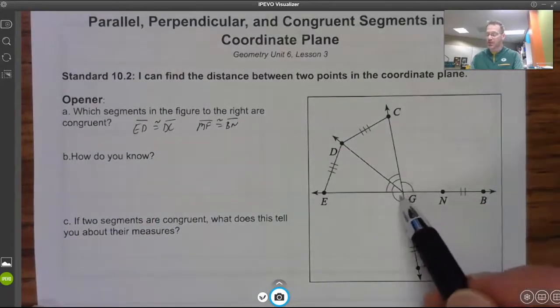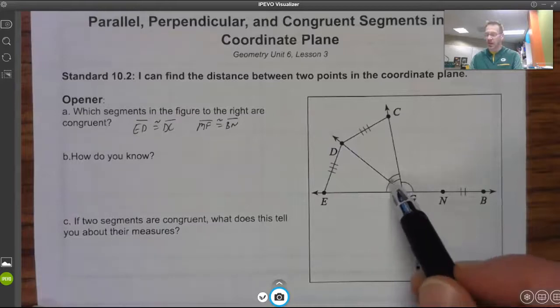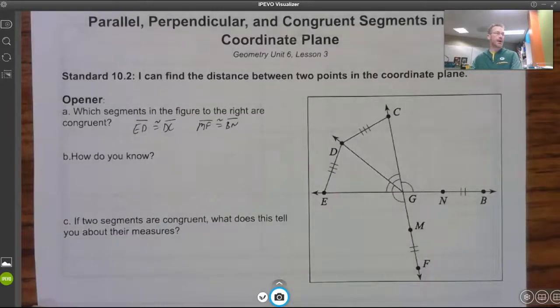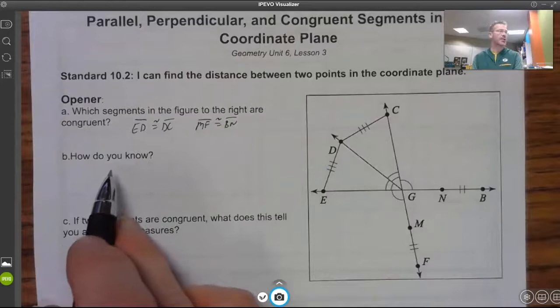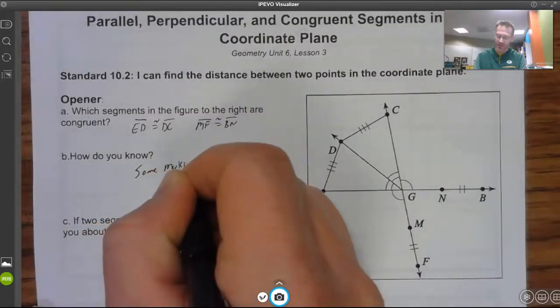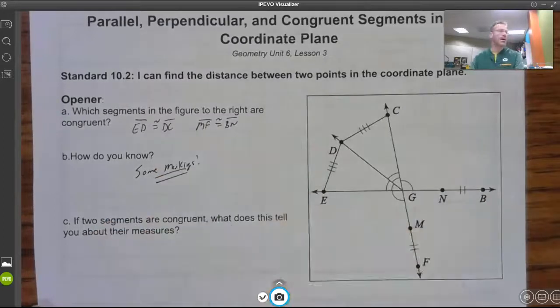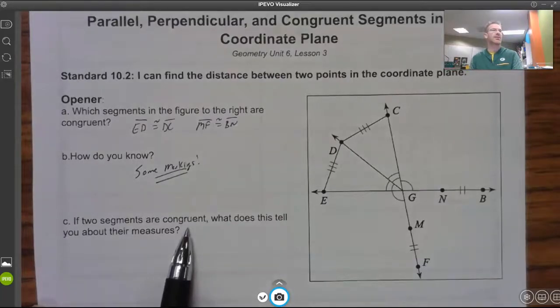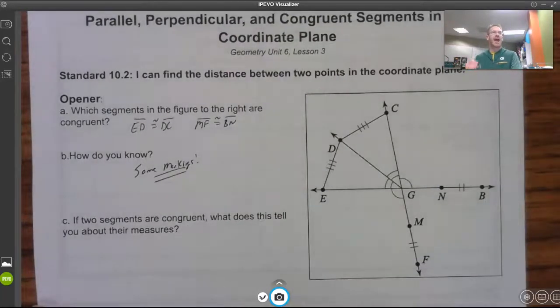And we can see that angles are congruent, too. These two angles are congruent and these two angles are congruent because they have the same markings. That really is how we know: same markings. If they are marked the same way, that implies they are congruent. Now, if they are congruent, what does this tell us about our measures? That means they would have the same measure.